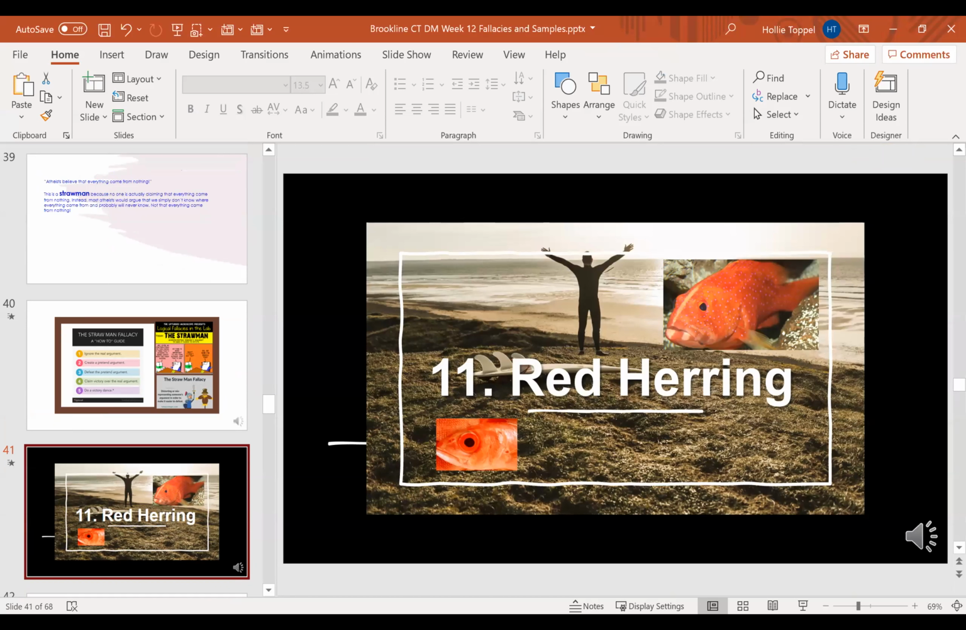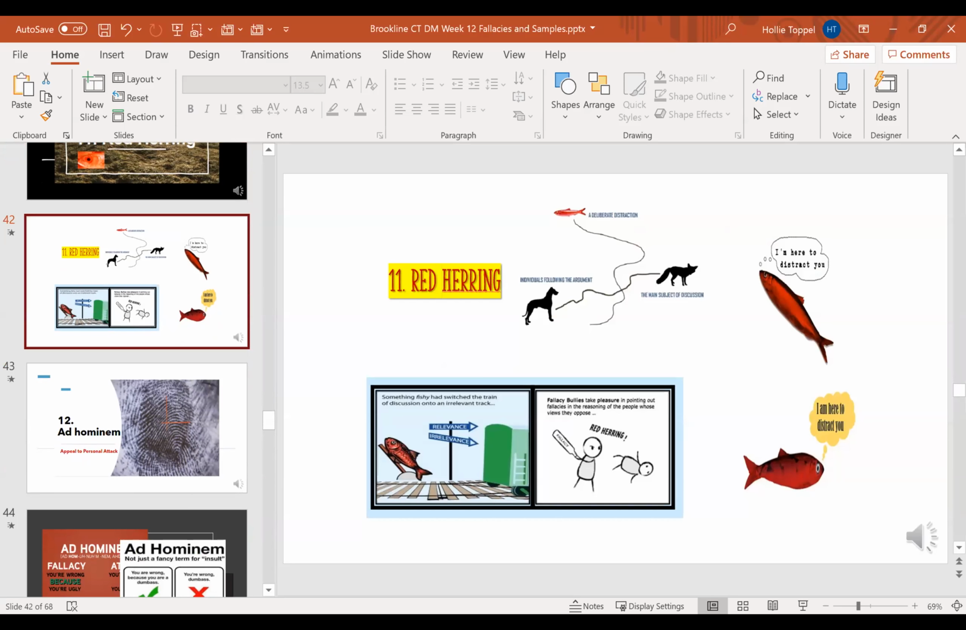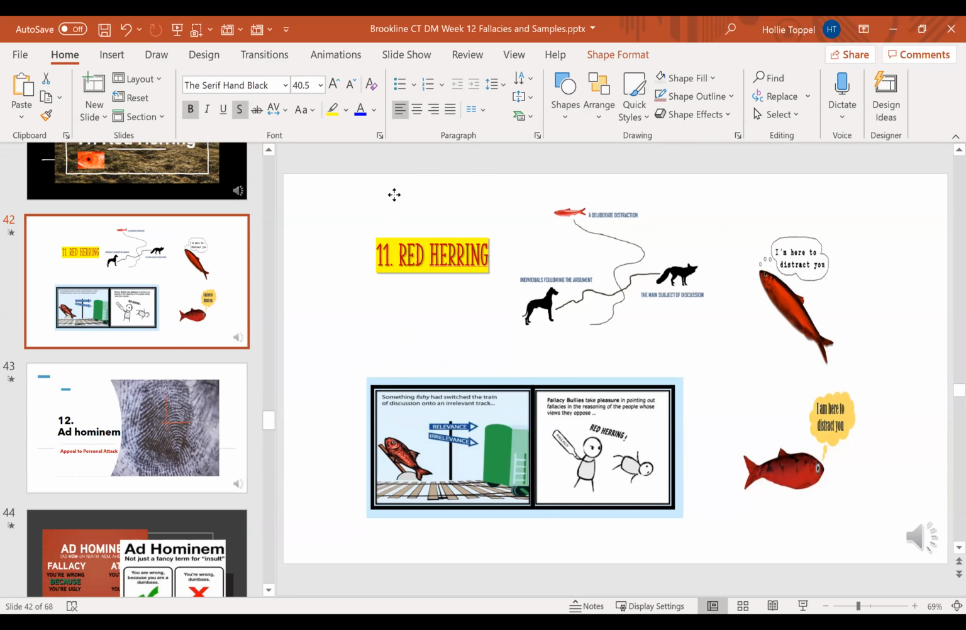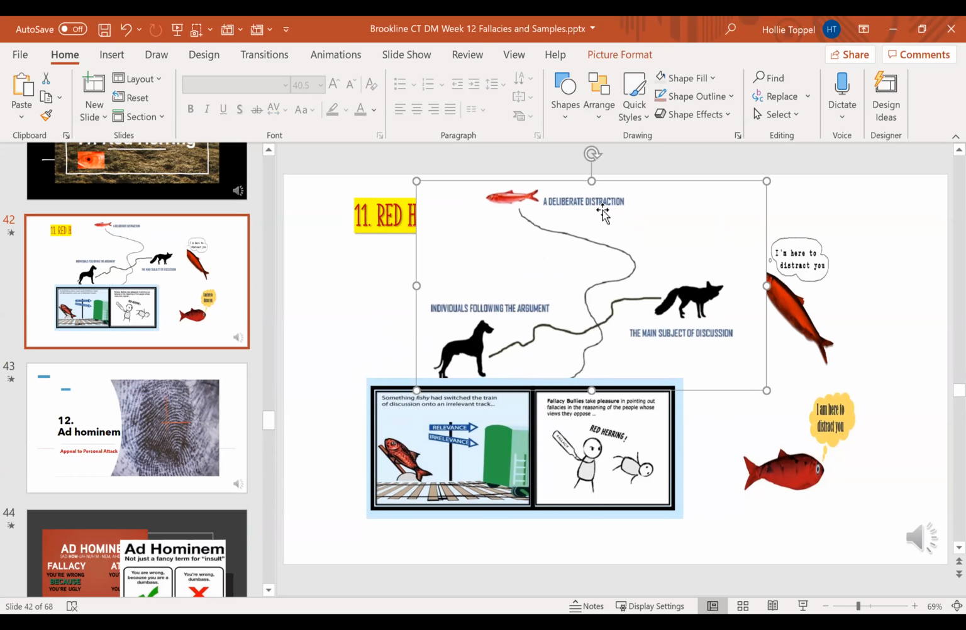All right, red herring. Red herring is another type of argument, and I put some actual red herring fish. So you'll remember this one. We're going to open this up to see it better. You have a distractor. You use this with children all the time. The main subject of the discussion is here, and individuals following the argument, you distract them.